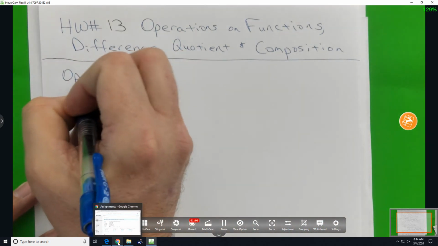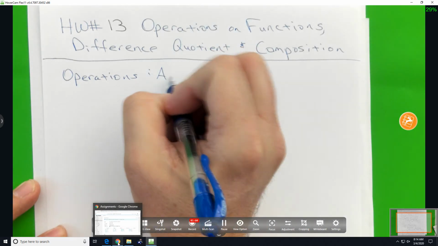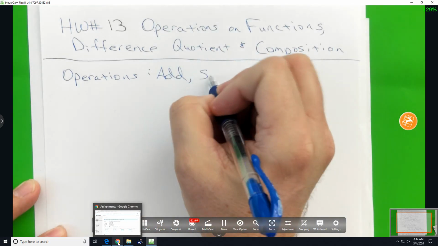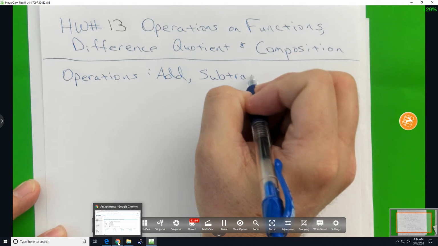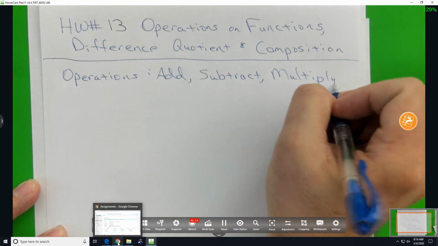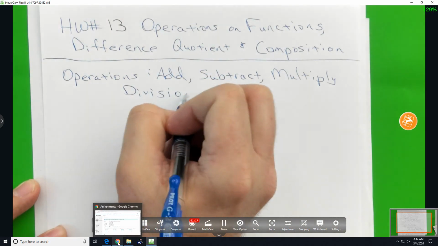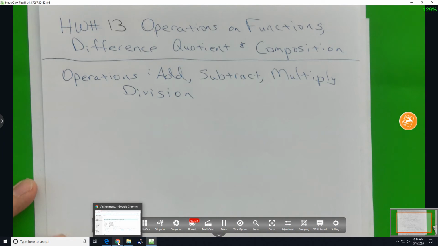Operations, by that I mean addition, subtraction, multiplication, and division. Division's going to be the hardest. Of course. Not really. He gets the joke.